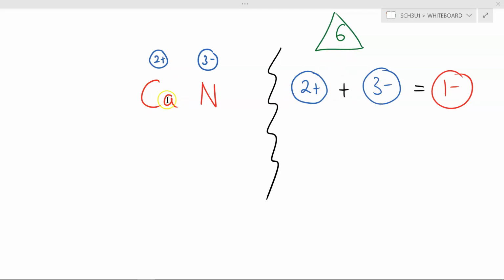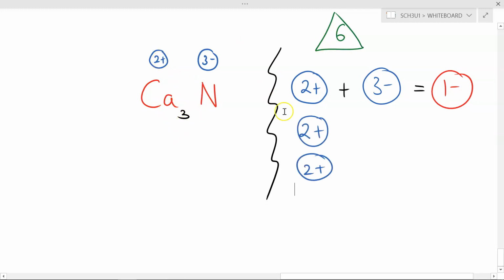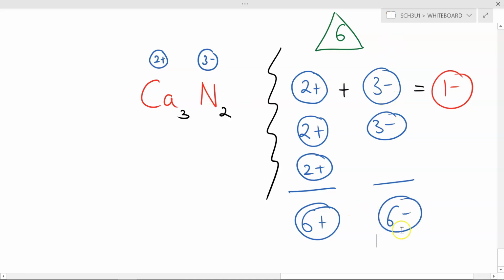So how many of these calciums do I need to get 6? Well, I would need 3. 3 calciums, each one is worth 2+. 1, 2, 3 calciums, giving me a total of 6 positives. I would need 2 nitrogens, each worth 3-, so 2 nitrogens, and that would give me a 6-. 6+ added to a 6- gives me a 0, and my zero-sum rule works.